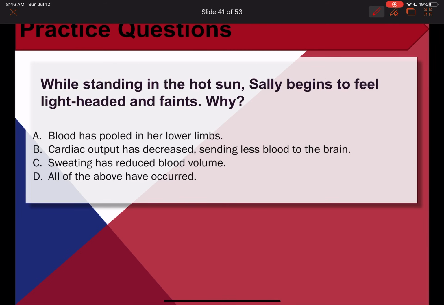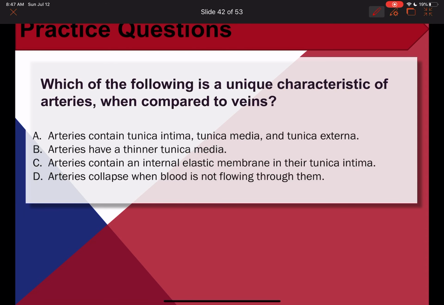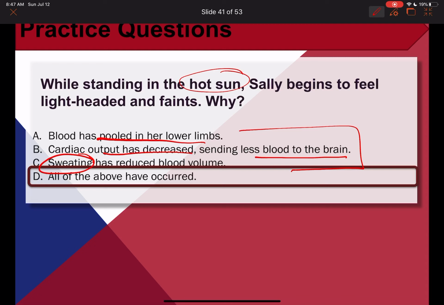While standing in the hot sun, Sally begins to feel lightheaded and faints. Why? This is what we talked about in terms of locking your knees. Blood has pooled in your lower limbs. Cardiac output has decreased, sending less blood to the brain. And because she's standing out in the sun, she's also dehydrating due to sweating. All of which is going to lead to a decrease in cardiac output, and that's why she ends up fainting.